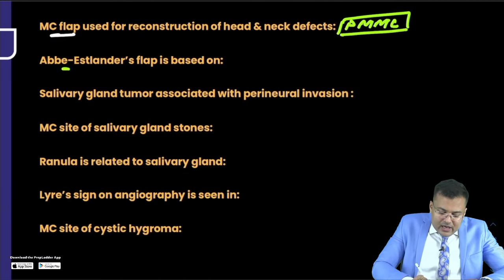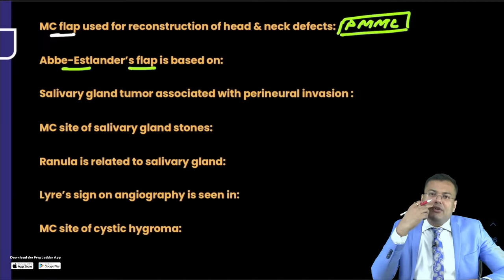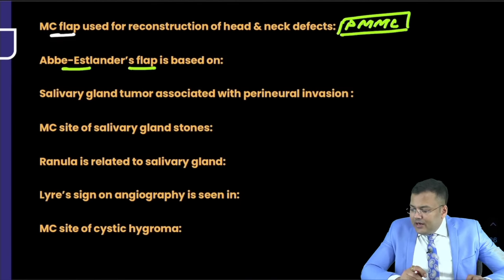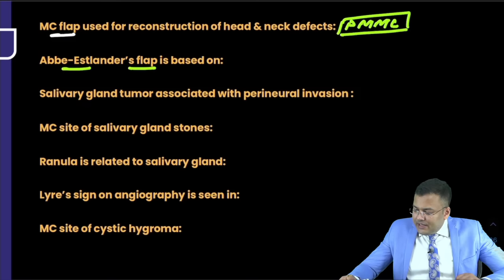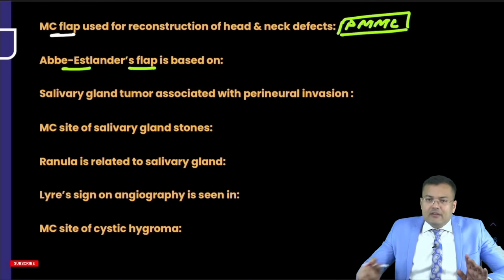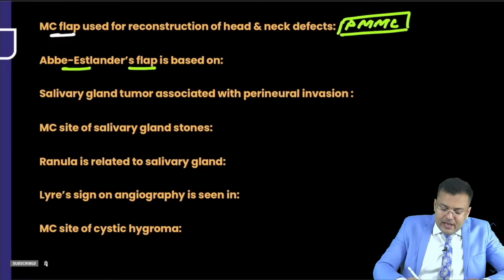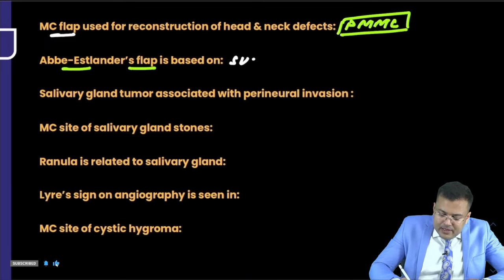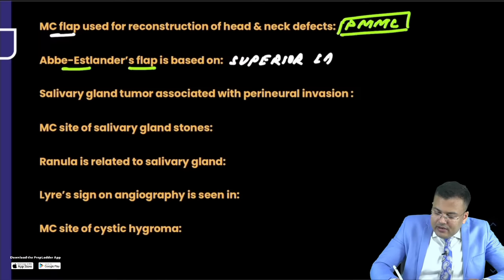Next, Abbe Eastlander's flap. It is for lip. Based on which artery? Superior labial or inferior labial? Vishal Roy, first person to reply. Superior labial. It is based on superior labial artery.